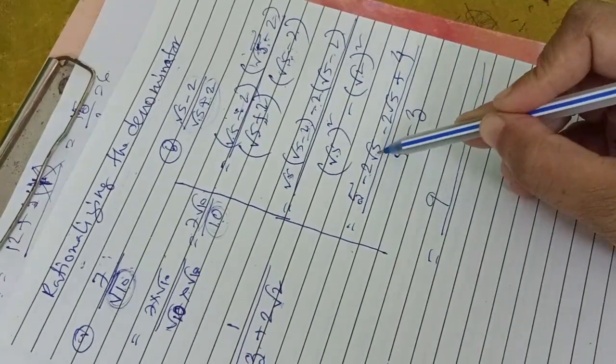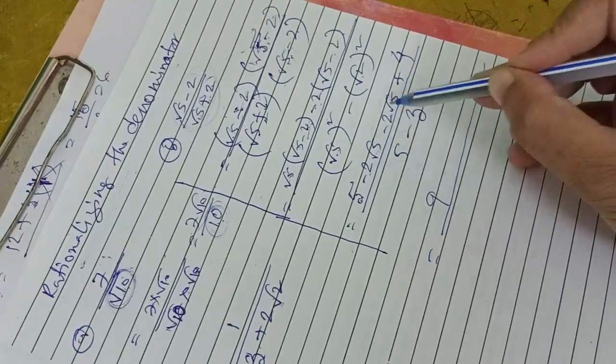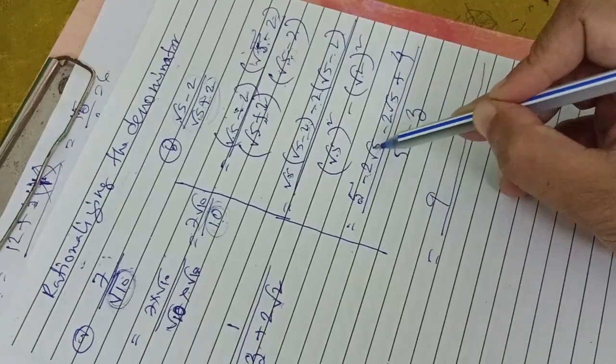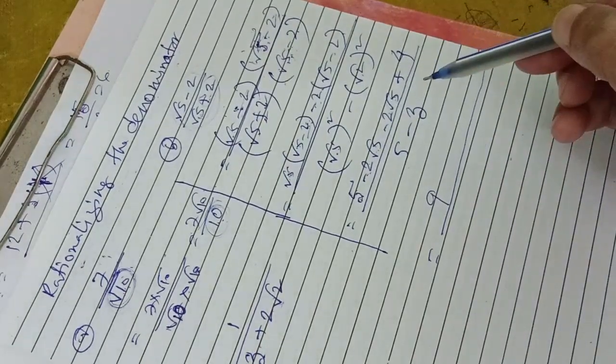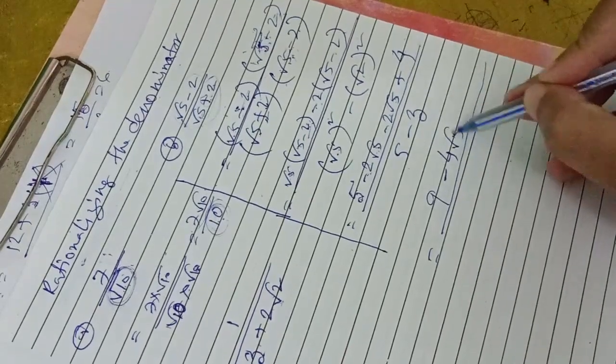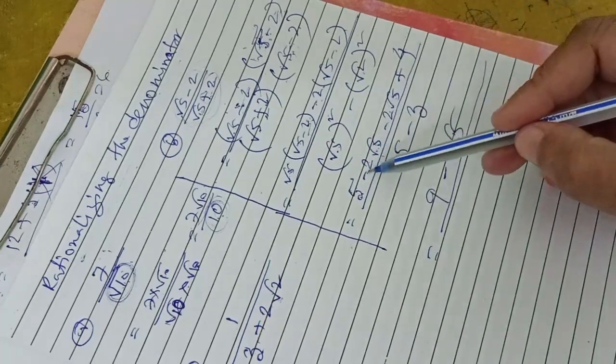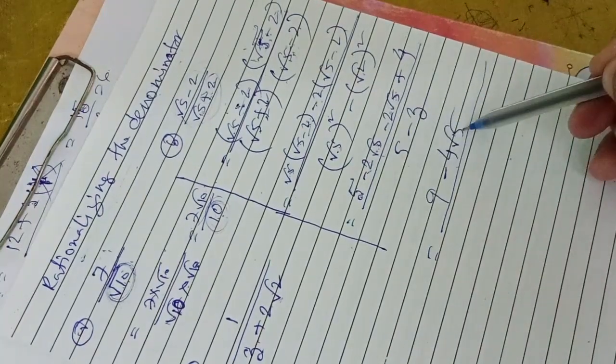Then minus 2 root over 5. Say if root over 5 is x, then minus 2x is how much? Minus 4x. X is root over 5. The same way we calculated in algebra, the same way. Minus 2 root over 5, minus 2 root over 5, that is minus 4 root over 5.